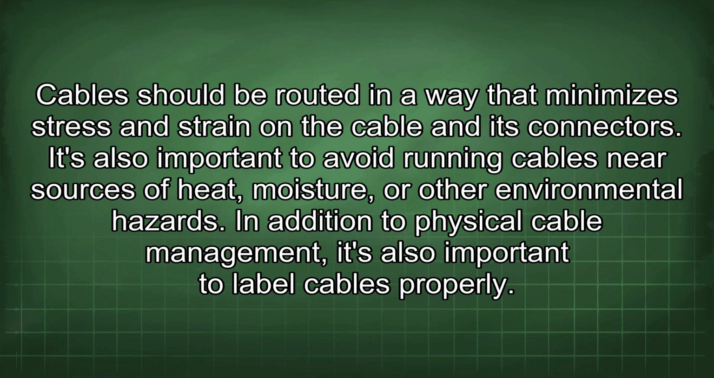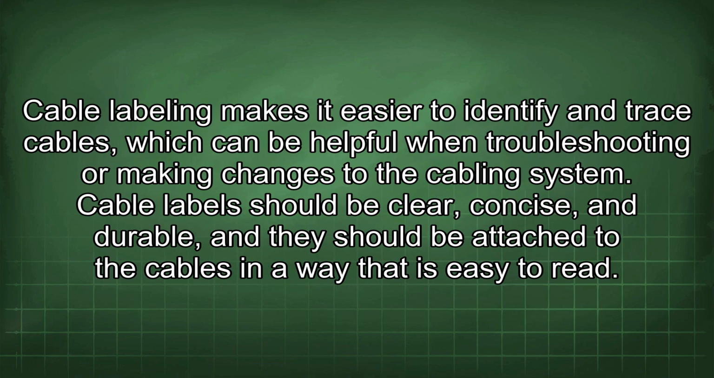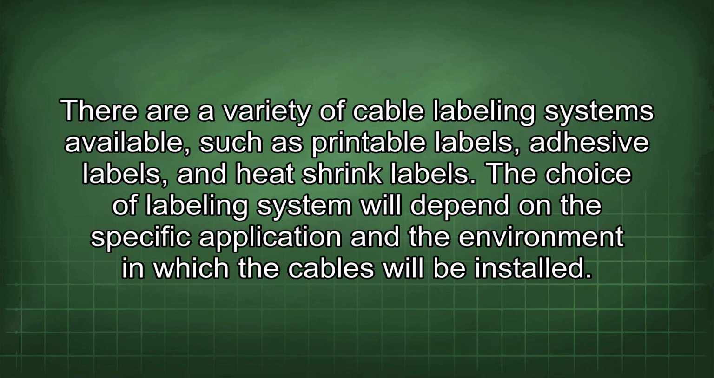In addition to physical cable management, it's also important to label cables properly. Cable labeling makes it easier to identify and trace cables, which can be helpful when troubleshooting or making changes to the cabling system. Cable labels should be clear, concise, and durable, and they should be attached to the cables in a way that is easy to read. There are a variety of cable labeling systems available, such as printable labels, adhesive labels, and heat shrink labels. The choice of labeling system will depend on the specific application and the environment in which the cables will be installed.